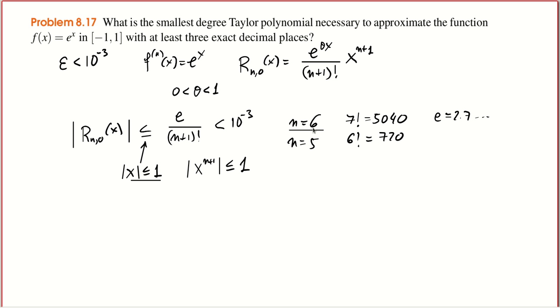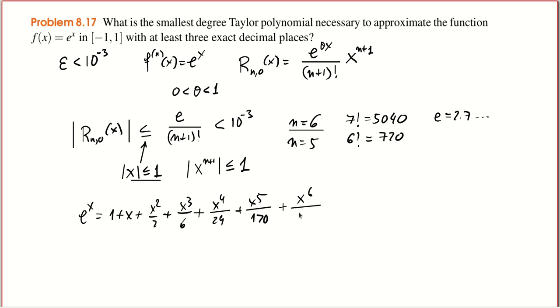So we need the 6th order polynomial for that, to approximate the exponential by this polynomial: 1 + x + x squared divided by 2, x cubed divided by 6, x to the 4 over 24, x to the 5 over 120, x to the 6 over 720. This is the polynomial that we need to use.